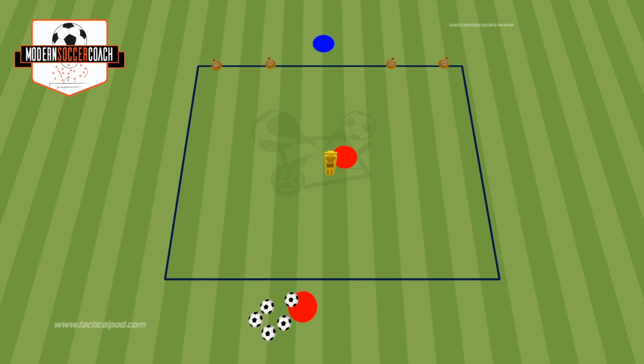So it's a really good warm-up activation exercise and allows you as a coach just to get those coaching points out there for the players as you practice it and before you go into small-sided games.